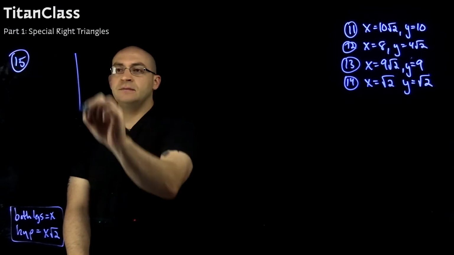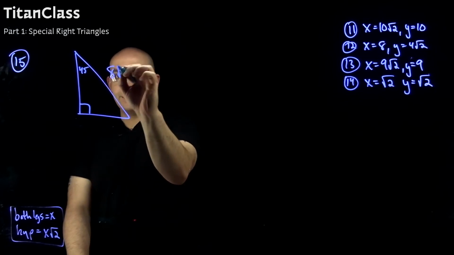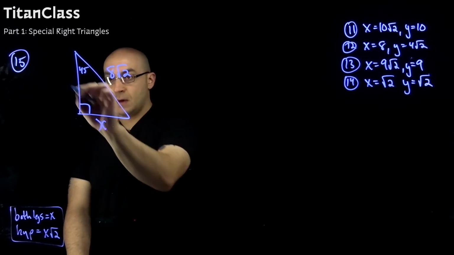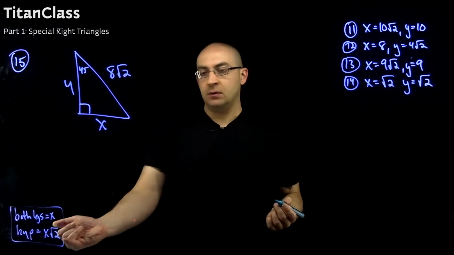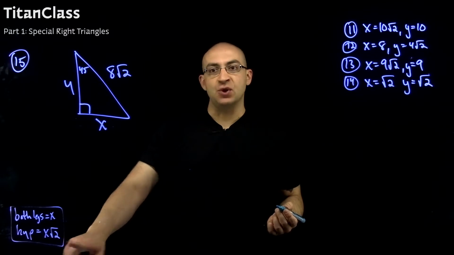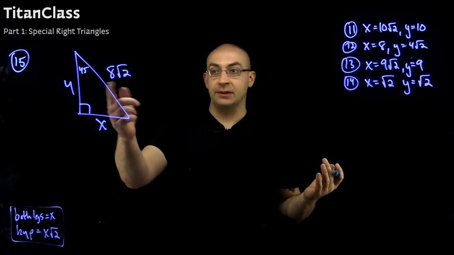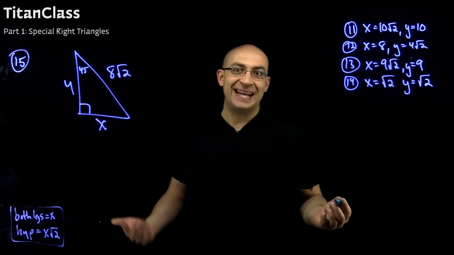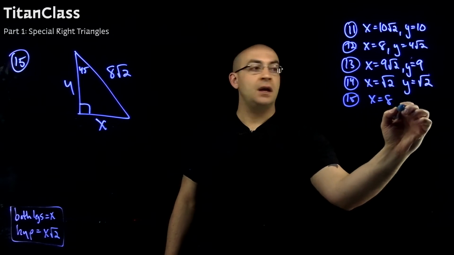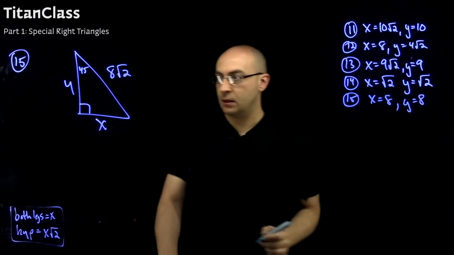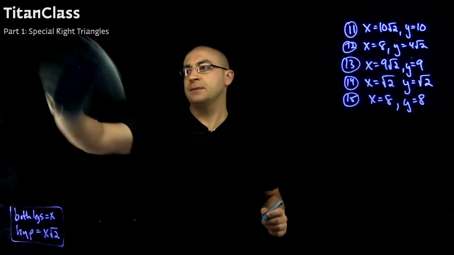Number 15, 8 root 2, x and y. Okay. Hypotenuse is 8 root 2, but we got lucky because there's a root 2 built into our memorization of how the hypotenuse is. So really and truly, what is my x and y? And they're both 8, right? Pretty simple one. So both x and y are 8. Okay. Last one in the sequence, and then we'll move to something else.